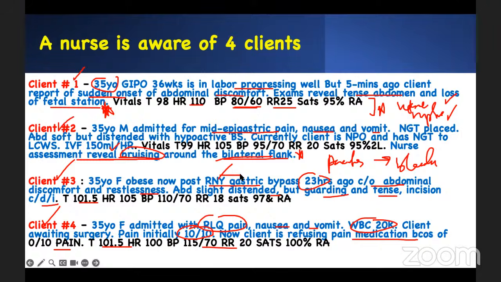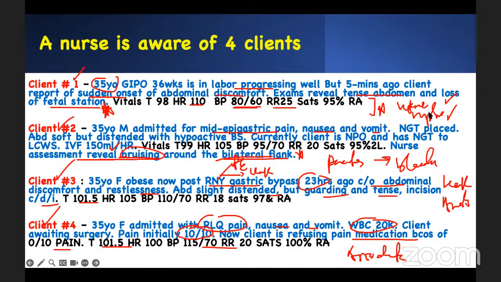Every time you hear about gastric bypass, think about 2 things, only 2 things. Either they have pulmonary embolism after surgery, or what? They have anastomosis leak. That means they have peritonitis. So these patients look like they have an anastomosis leak, peritonitis. And of course, this is a no brainer: right lower quadrant pain, leukocytosis, nausea, vomiting. That is what? Appendicitis.